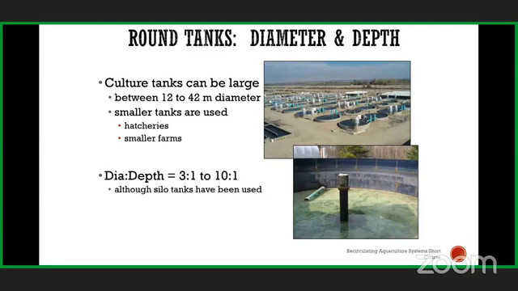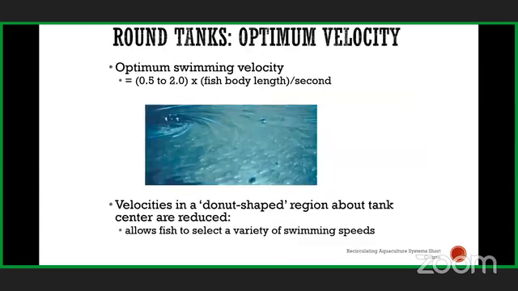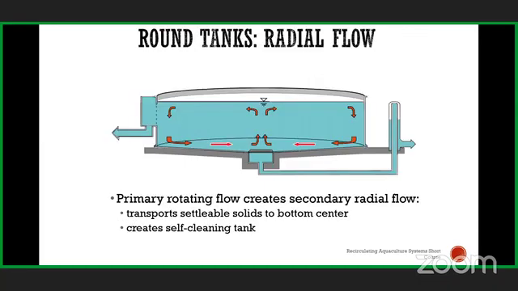So depending on our need, we can fix our size, and smaller tanks are usually preferred in hatcheries and farms. So again, you need to maintain optimum velocity in the center. We require some pressure, and in the center, velocity should create a donut shape so that we can harvest our waste in the center itself. So yeah, in this picture you can see better.